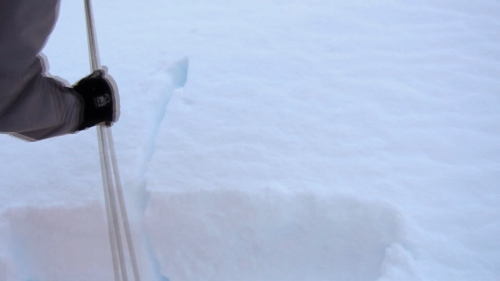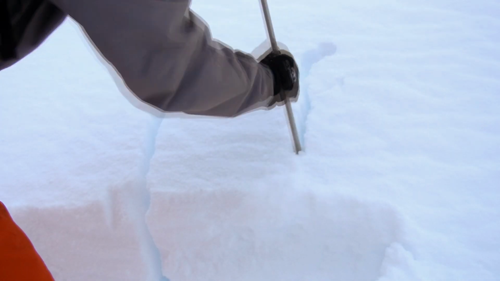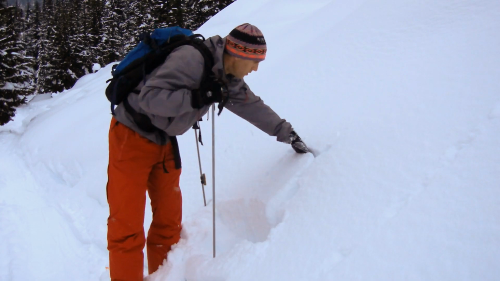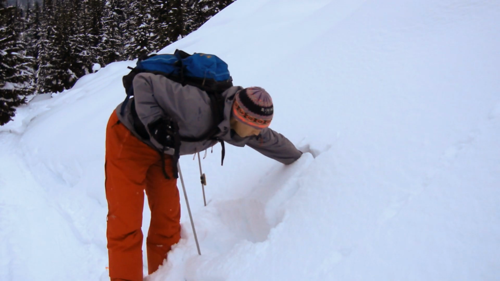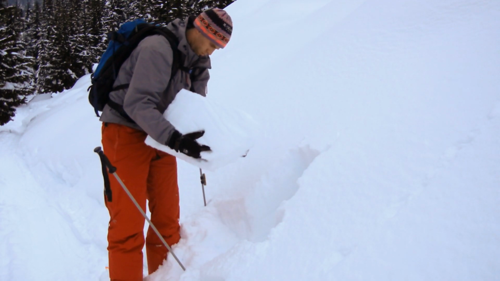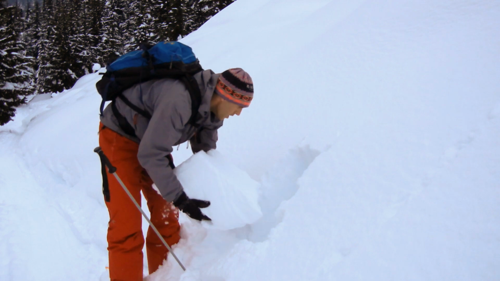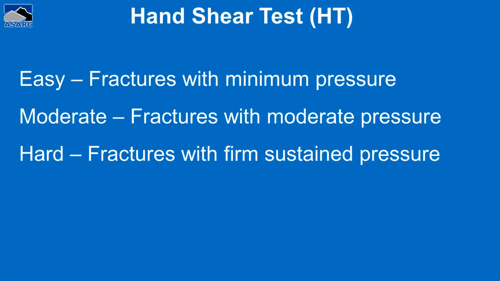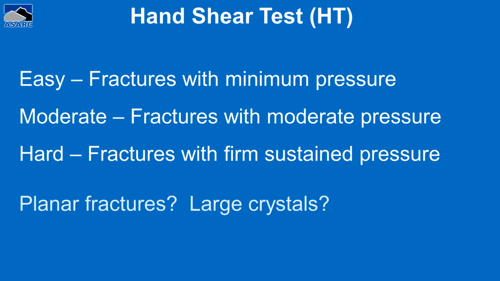Next, isolate the column using your hand or your ski pole in a sawing motion. Again, no deeper than about 40 centimeters. Once isolated, place your hand behind the column and pull on it in a slope parallel direction. Note any fractures that occur and how easily or hard you had to apply pressure to cause them. Note the amount of force required to fracture as easy, moderate, or hard. Visually look at the block to note if there were planar fractures and also look for any large crystals that may be of interest. This test is quite subjective and should be combined with other snowpack tests.